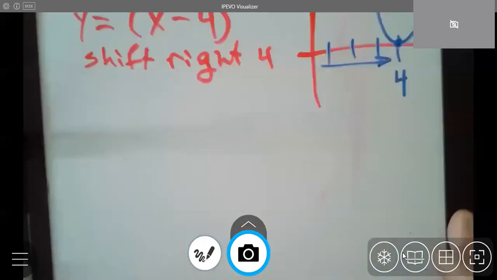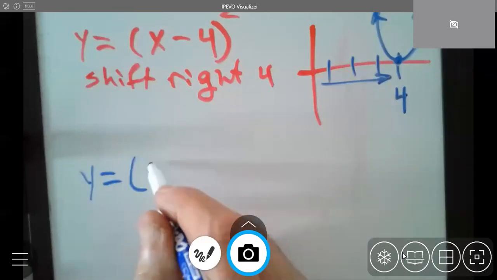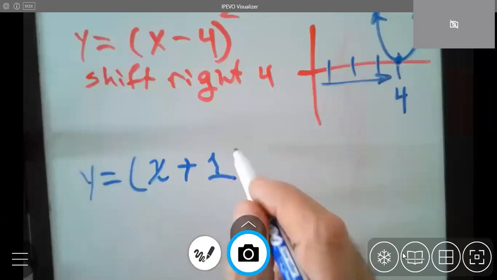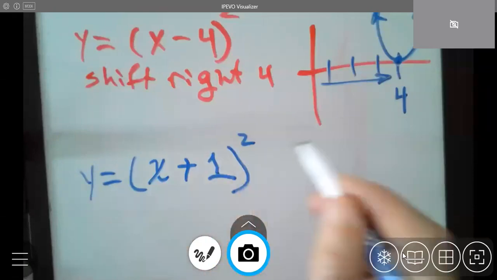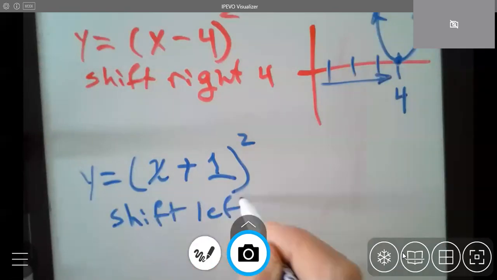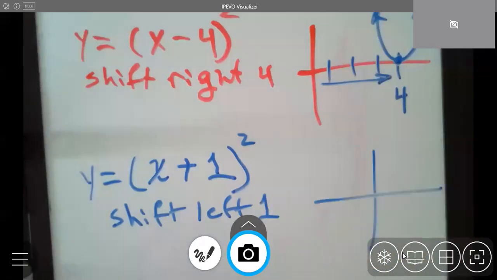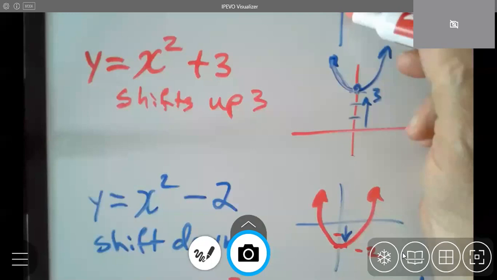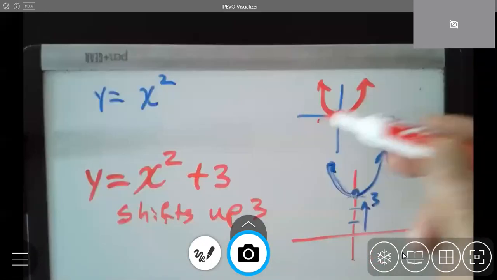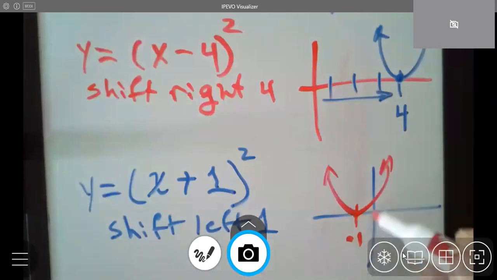Well, let's see what it looks like shifting the other way. y equals (x plus, let's say, 1) squared. Now this is going to shift left because it's opposite inside. So that means this vertex is going to be at -1. And everything else shifts with it. Okay? Questions there?